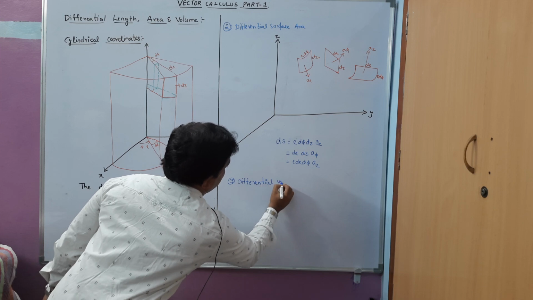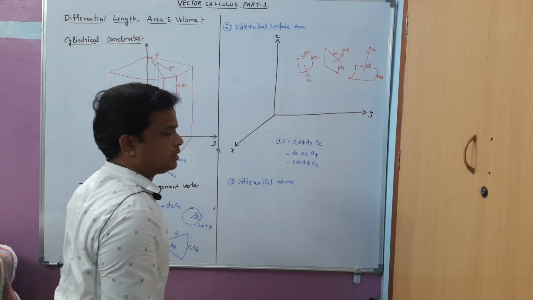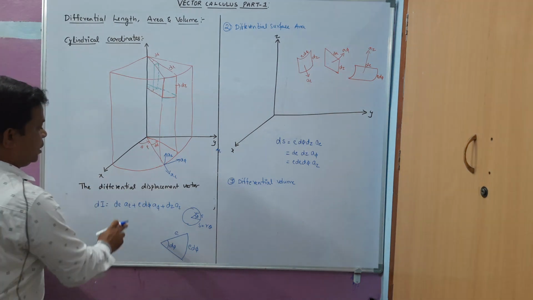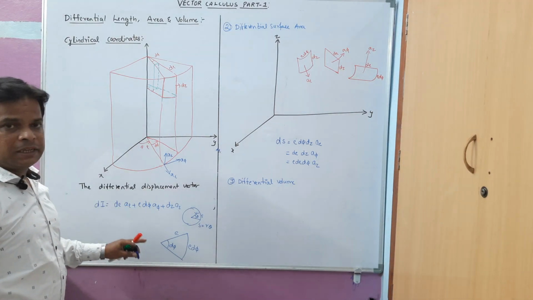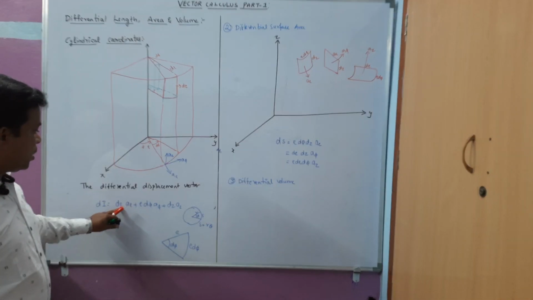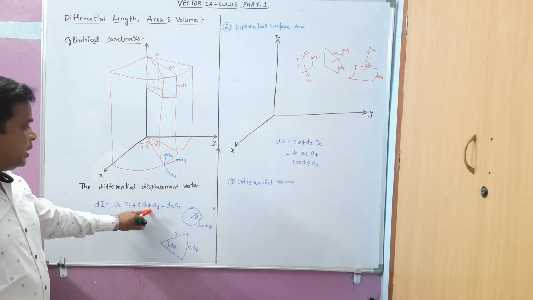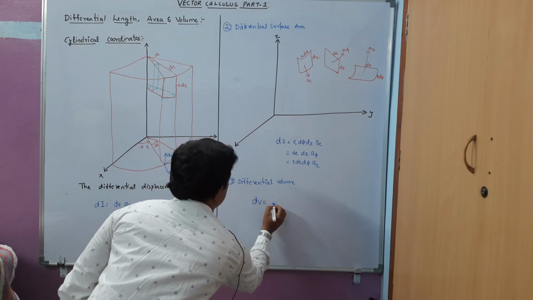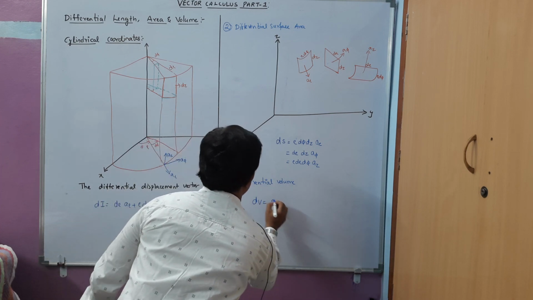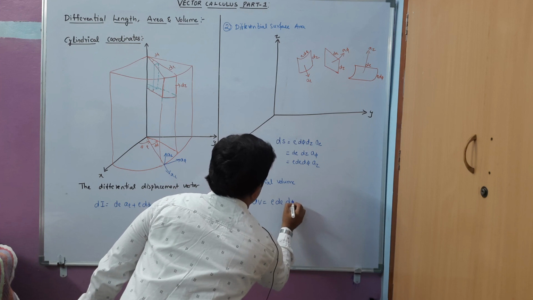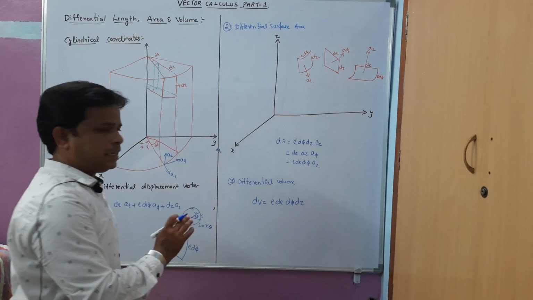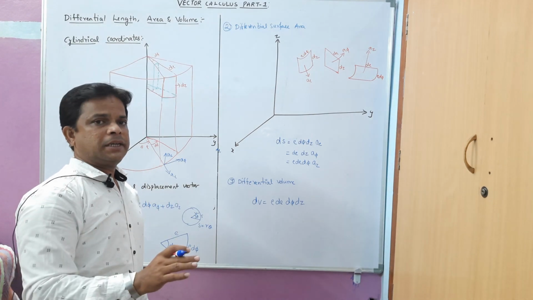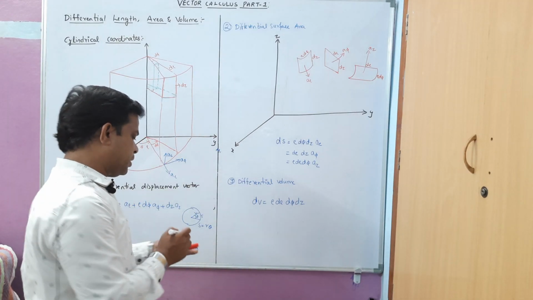Similarly, the final one is the differential volume. As we have done in the Cartesian coordinates, we just take the product of all three displacements, that is d rho, rho d phi, and dz. We multiply all of these. So the differential volume dv is equal to rho d rho d phi dz. It is a scalar quantity, we don't have any unit vector here.